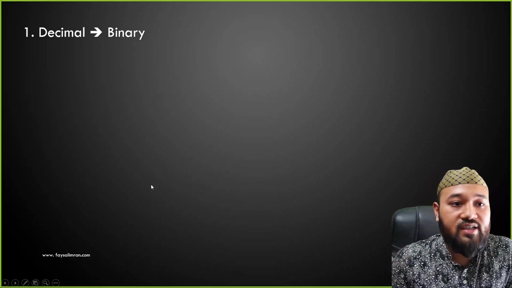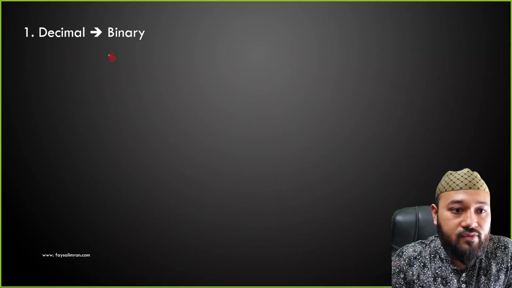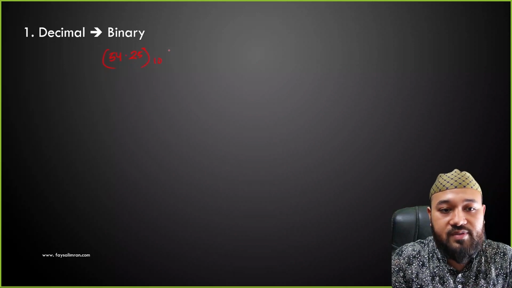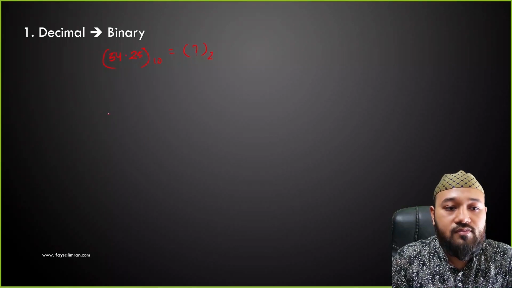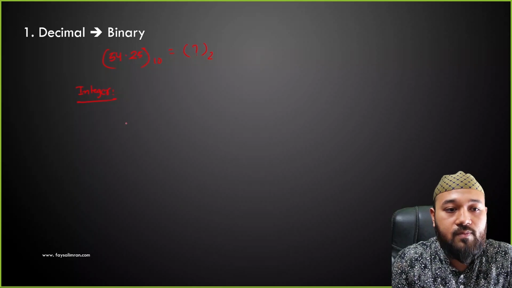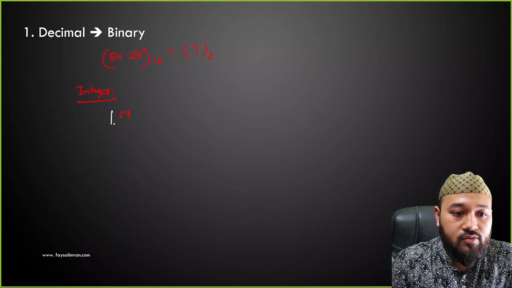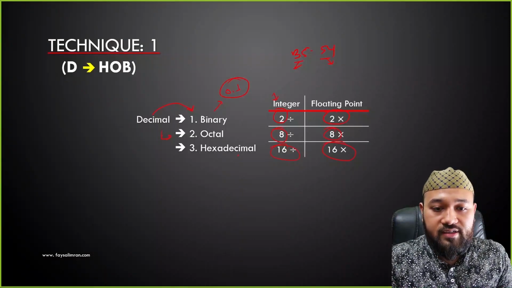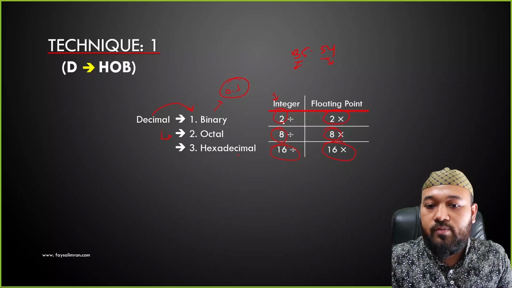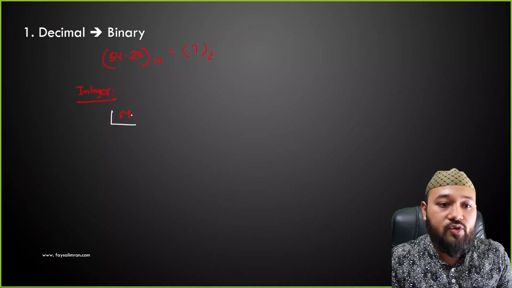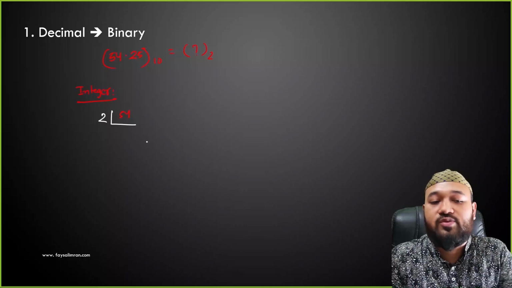So rule number 1, decimal to binary. Let's see. 54.25, that is a decimal number, so we need to convert it to a binary number. So the integer part is 54. So how can we convert this? Let's check. Decimal to binary, we have to divide by 2 for the integer part, right? So 54 we must divide by 2.